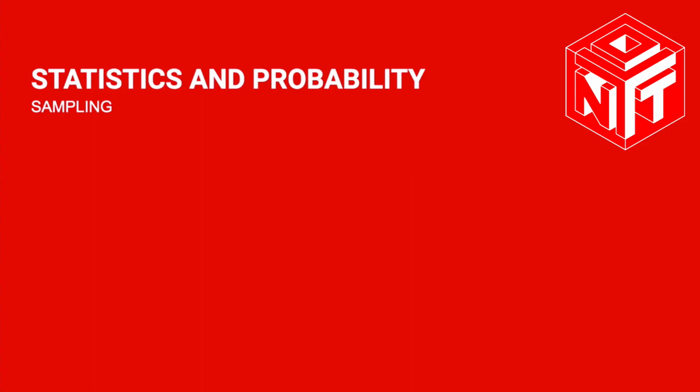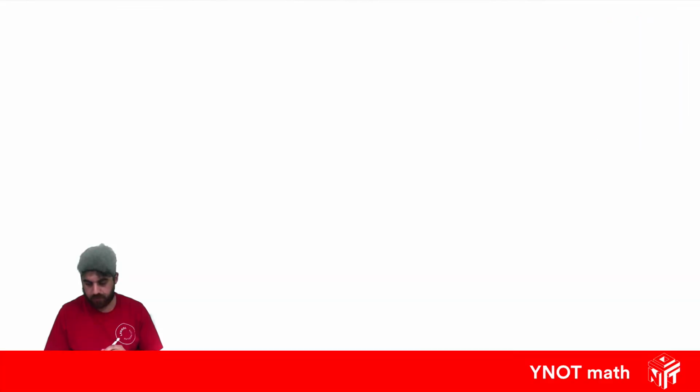Sampling. So sampling is when we perform an experiment a number of times and record the results. And in order to do sampling, we're going to need a few different formulas.